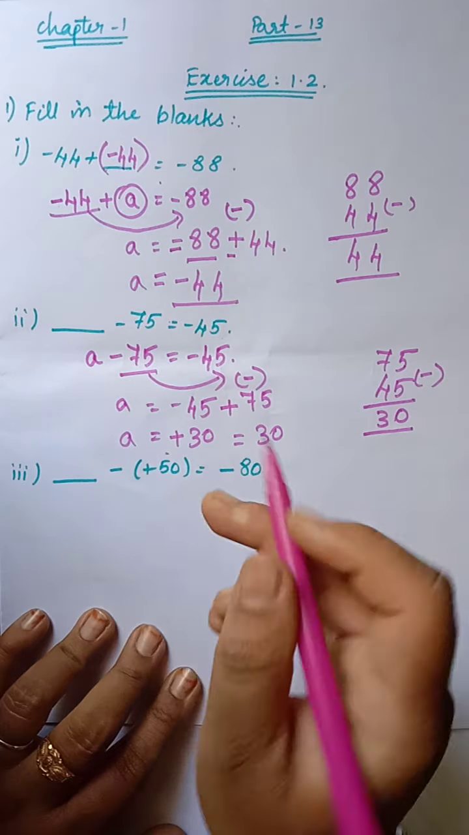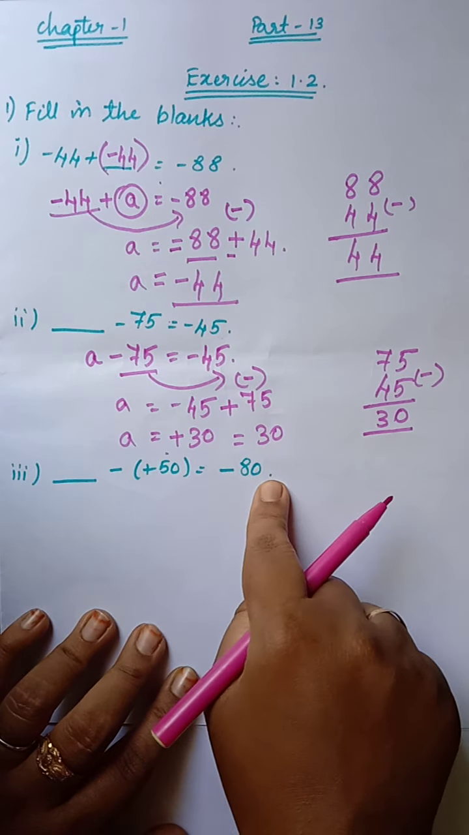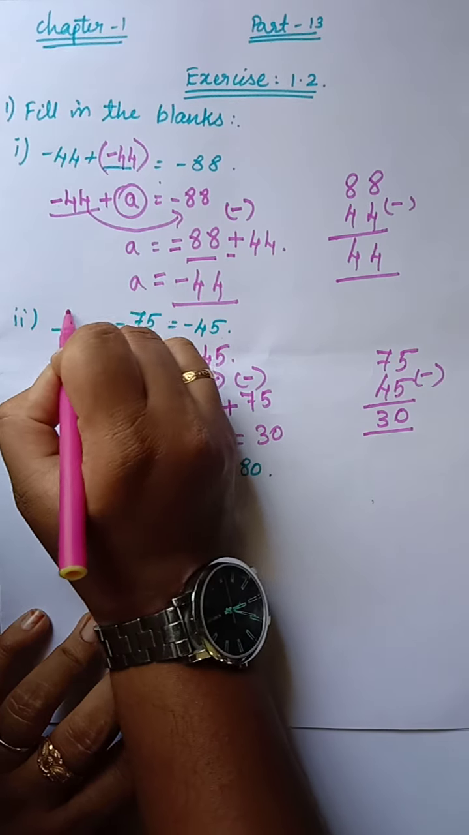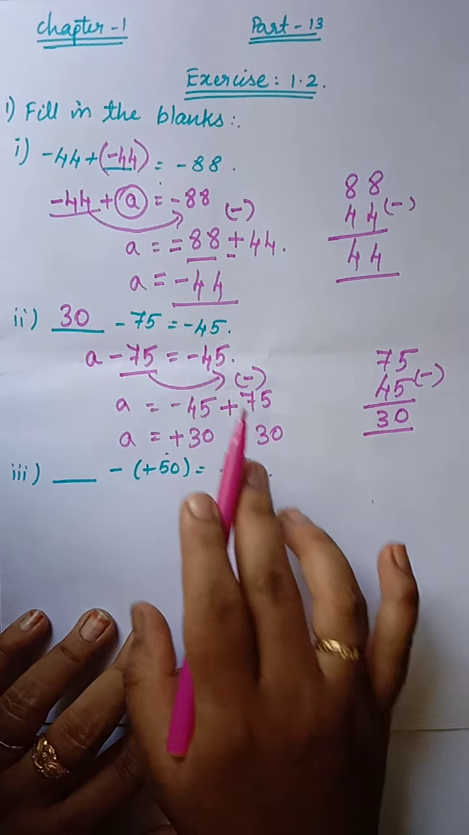So what is the value of a? It is 30. So we are going to take the value of a and write it in here. So our answer is 30. So 30 minus 75 equal to minus 45.